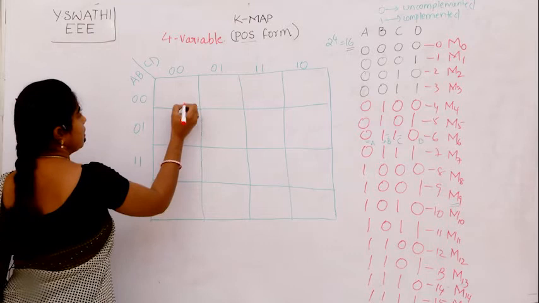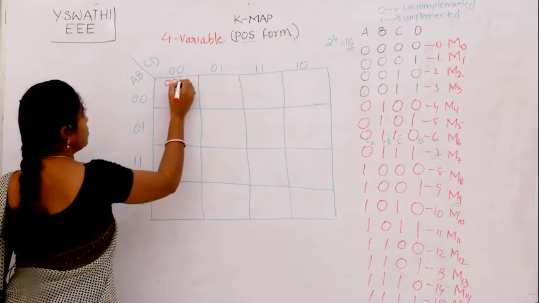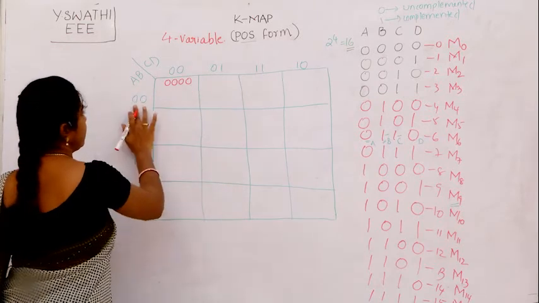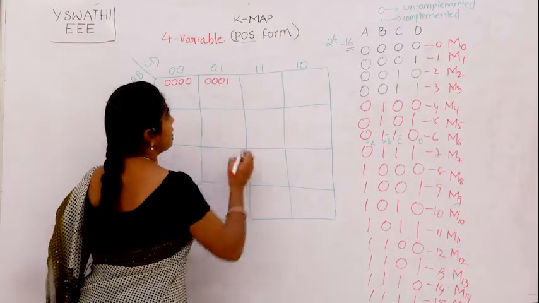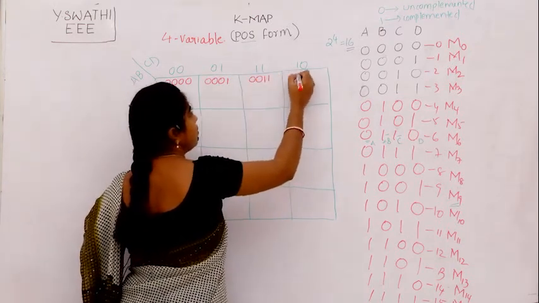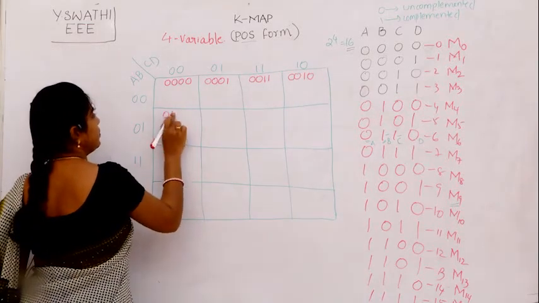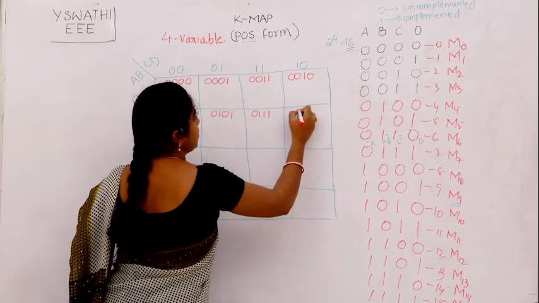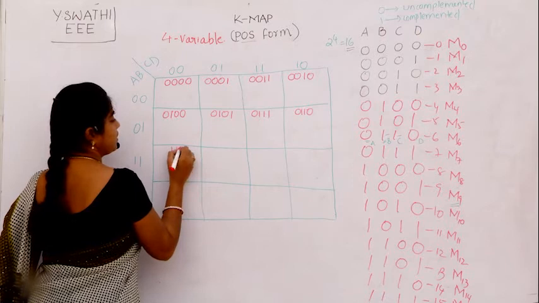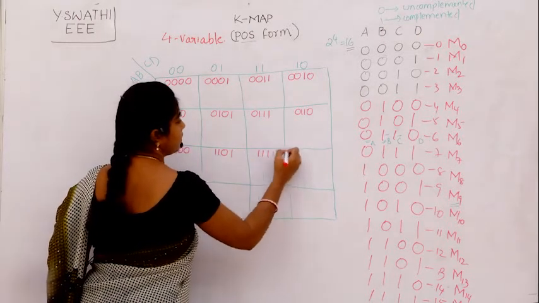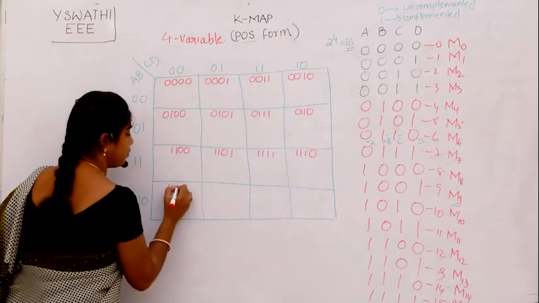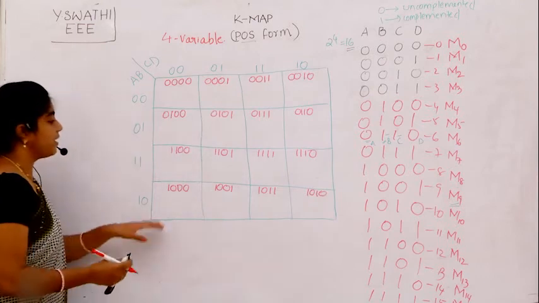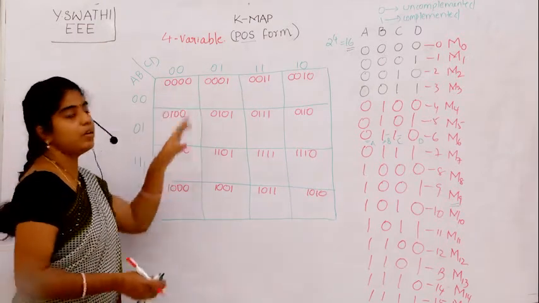The corresponding possible combinations of inputs you can write in binary form: the first cell is 0000, and in the second cell 0001. In the third cell it is 0011, then 0010, then 0100, 0101, 0111, 0110, 1100, 1101, 1111, 1110, and 1000, 1001, 1011, 1010. This is our binary representation of the input variable combinations.